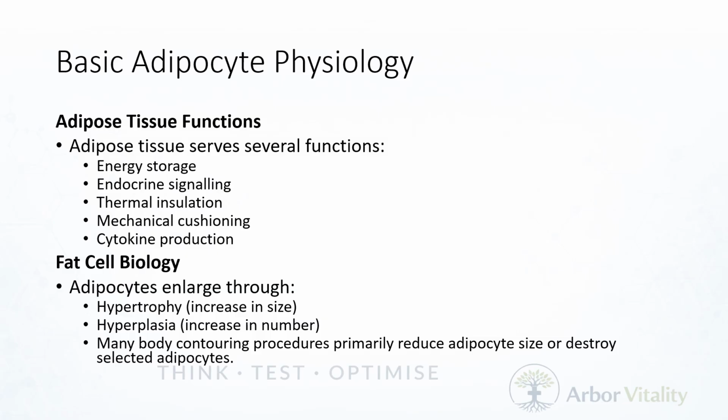And then fat cell biology: the adipocytes are normally enlarged through hypertrophy, which is increasing in size, and hyperplasia, which is increasing in number. Body contouring, such as lipolysis, normally reduces the size, i.e. it's the opposite of hypertrophy.